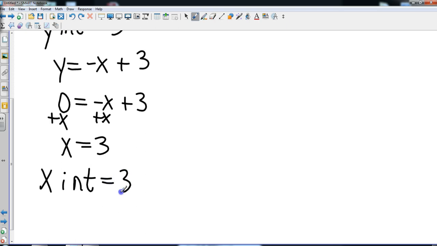is also 3. Okay, purely coincidental. Don't look at it and say, well, if the y-intercept is 3, the x-intercept must be 3. That's not how it works. Okay, so make sure you sub it in.